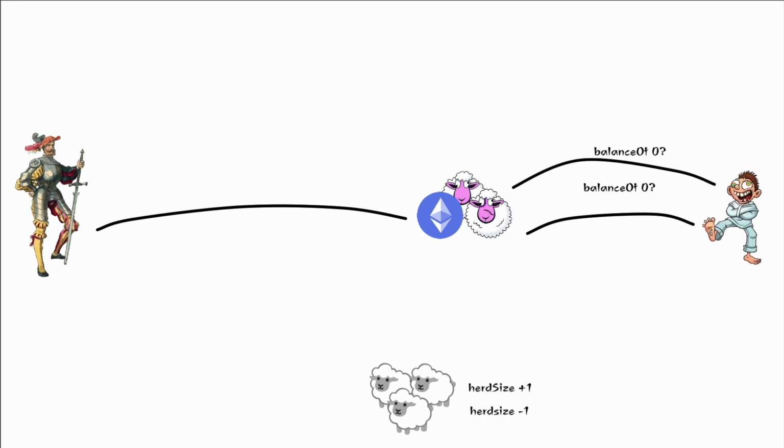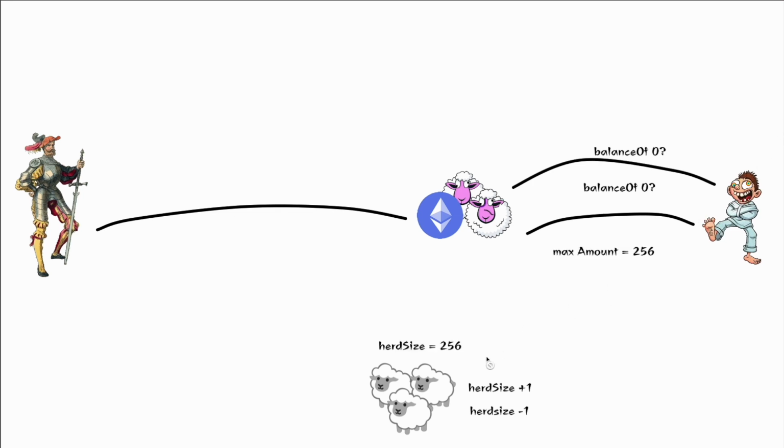And this is kind of where the version 1 bug came from: the herd size was decreased even though the owner wasn't actually going to a balance of 0, because they were running it through routers and stuff like that. So that problem has been solved. Very simple: if you have 0 tokens and you get some tokens, then the herd size goes up by 1. So it's a counter of how many people hold this token.